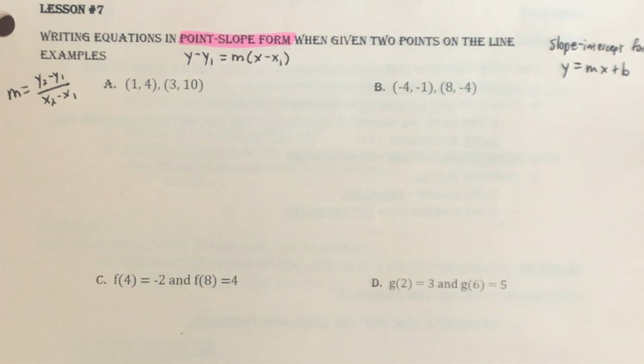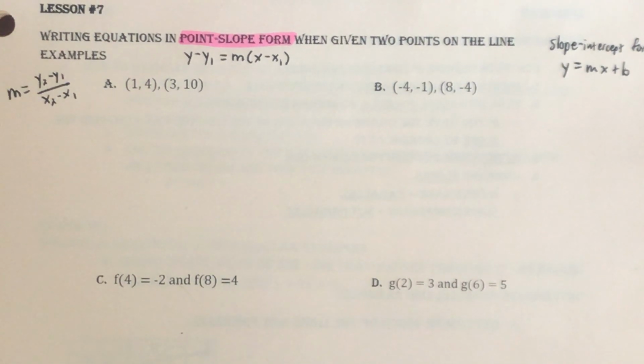All right, so let's take a look at these 4 examples, 2 of them written as normal ordered pairs, 2 of the examples written as functions, which we learned earlier how to get into ordered pairs, so we'll do that when we get there. So example A, they gave me 2 ordered pairs: (1, 4) and (3, 10).